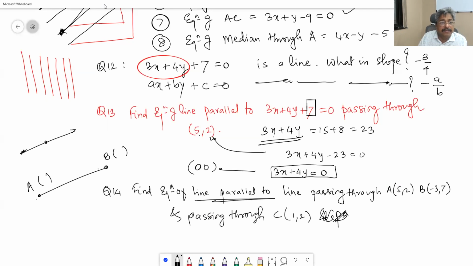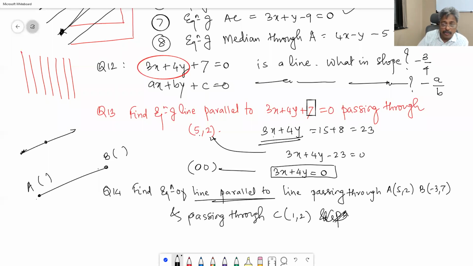Question 14. What is the slope of AB? 7 minus 2 is 5. Minus 3 minus 5 is minus 8. That is the slope. Therefore, the equation would look like 5x plus 8y is equal to, put the point here, 5 plus 16 is 21.